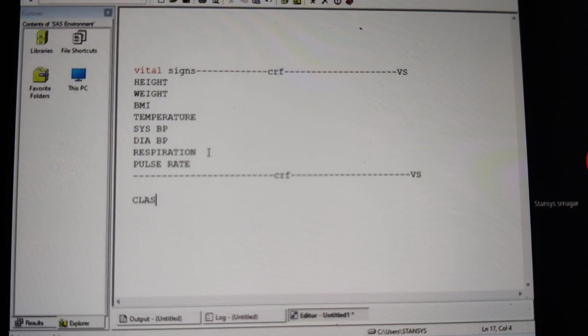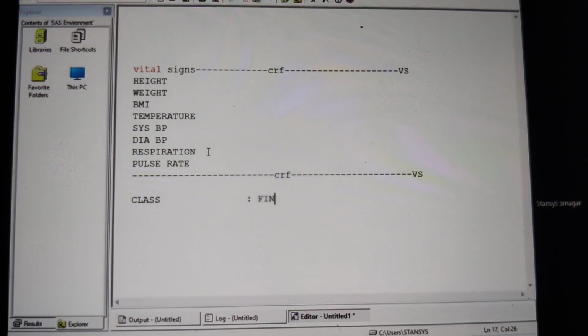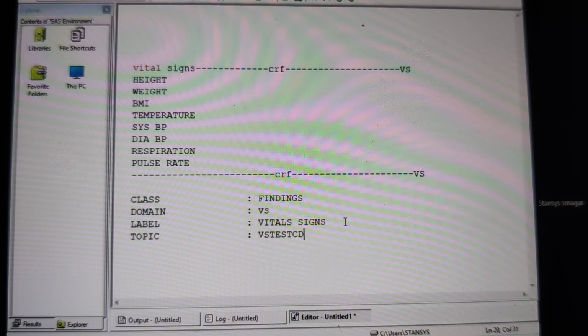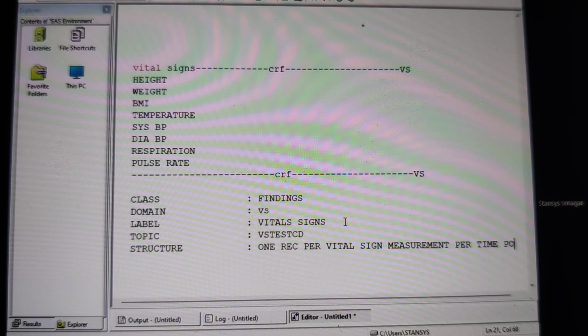Now, this information or vital signs comes under which class? Findings. And the domain that we are discussing is vital signs, and the label of the domain is vital signs. Now, what is the topic name, by the way? VS study. And what is the structure? The structure is going to be one record per vital sign measurement per time point per visit per subject.